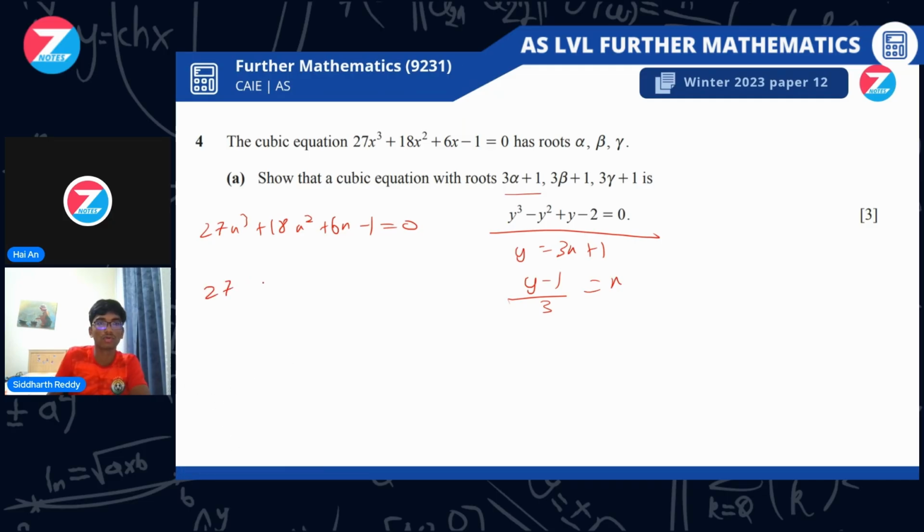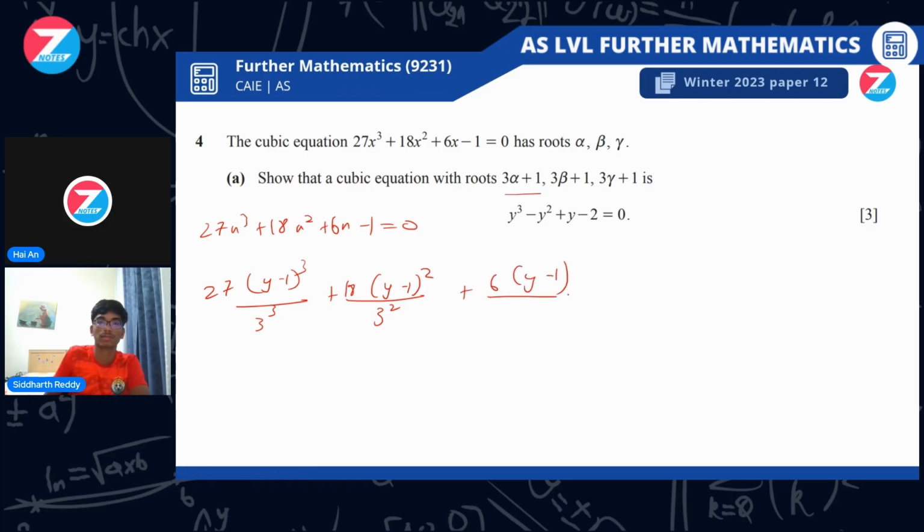27 into (y minus 1) cubed by 3 cubed plus 18 into (y minus 1) squared by 3 squared, plus 6 into (y minus 1) by 3, minus 1 is equal to 0. So 27 by 3 cubed is just 1. So we get (y minus 1) cubed plus 18 by 9, which is just 2, into (y minus 1) squared plus 2 into (y minus 1) minus 1 is equal to 0.